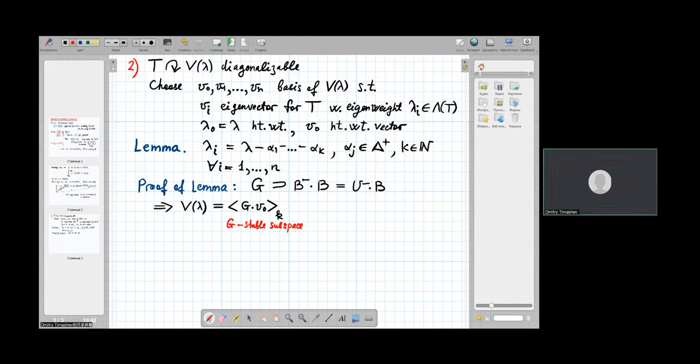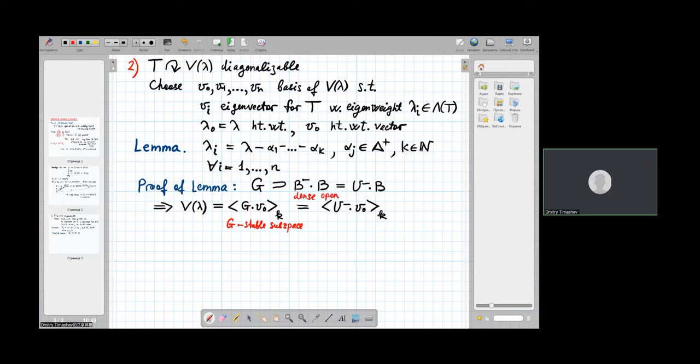So now, if we recall that the line spanned by the highest weight vector v naught is stable under B, so when B acts on this v naught, it just multiplies it by the character lambda, the highest weight. So we can write this linear span also as the linear span of the U minus orbit of v naught, because of the above decomposition: U minus times B, or B minus times B, is a dense open subset in G.